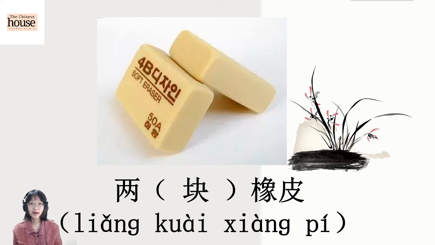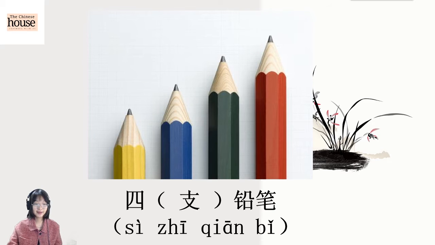一块蛋糕. And then 四支铅笔. 铅笔 is pencil. And 支, we have learned it, is used to describe pen, pencil. 四支铅笔. 四支铅笔 flat tone, 支.